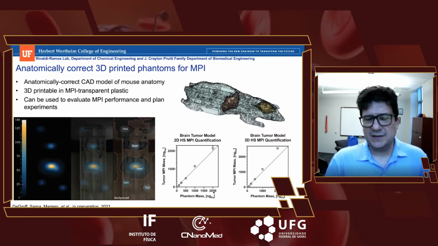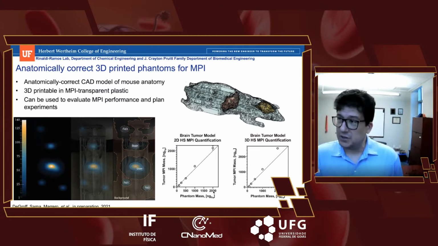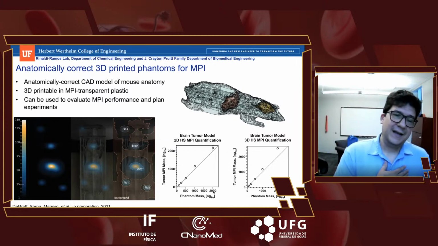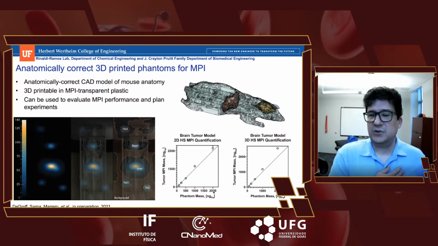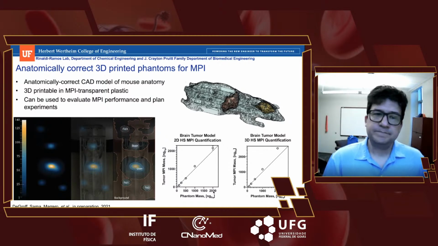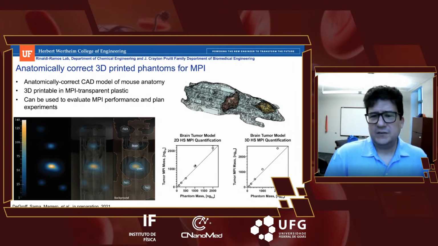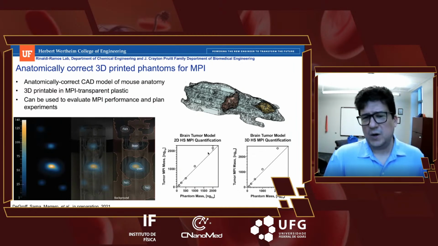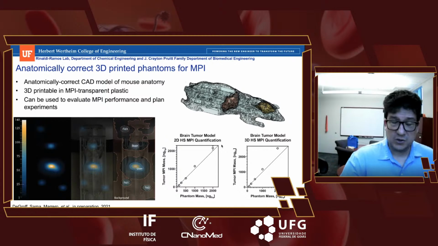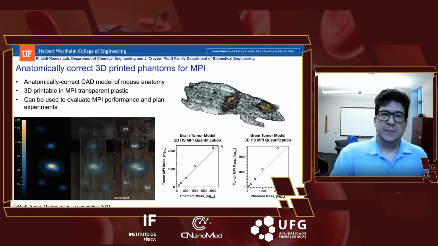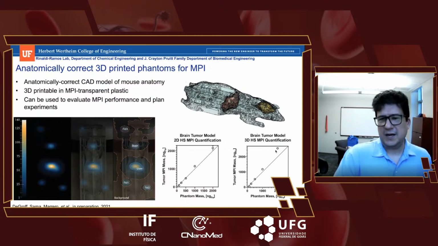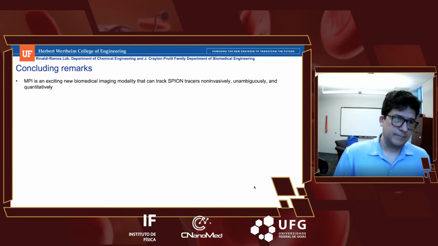I'm showing on the x-axis the known amount of particles that we put in the brain, and on the y-axis the amount of particles that were calculated using MPI. And the solid line means parity, means agreement. And we can see very good agreement over a fairly wide particle mass range in the 2D model, and fairly good agreement, some issues at higher masses, but fairly good agreement in the 3D model as well.